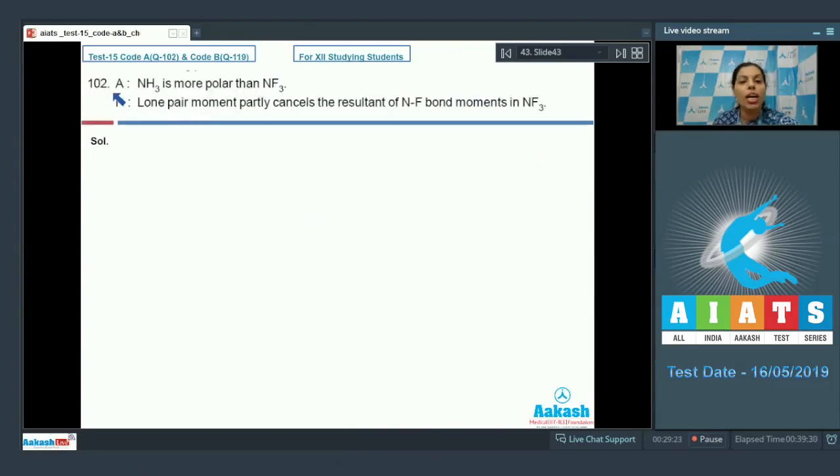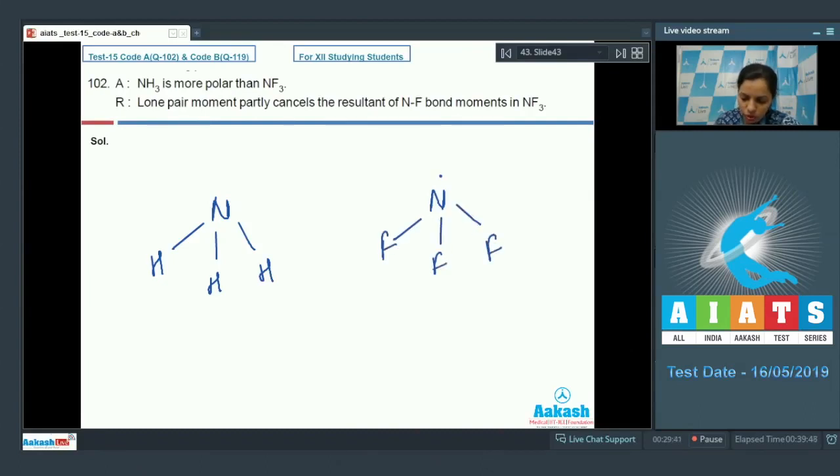After this, question number 102. Assertion is ammonia is more polar than NF3. First of all, I need to just draw the structures of both ammonia and NF3. The similar structure, both of them have the same type of lone pair present in the unhybridized orbital. Now, in this case, lone pair moment is in upward direction, similarly here also. But if I talk about the bond moment, that is in opposite direction in case of NF3.